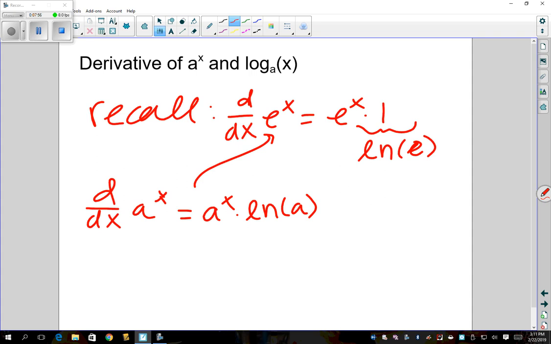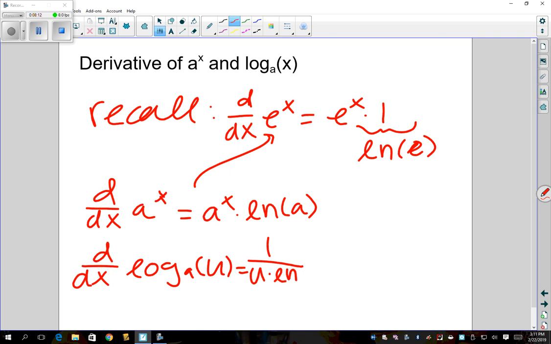The derivative of log is a little bit more complex. So the derivative of log base a, and they write this as u, is equal to 1 over u times ln of a times du dx. So these are 2 of the new ones that we're going to have to be able to use when finding derivatives as well as integrals.